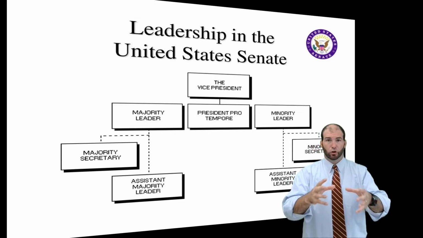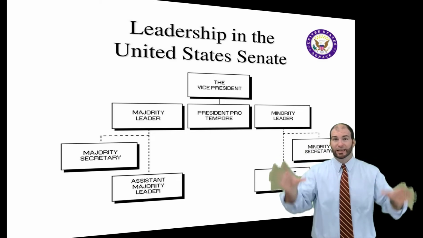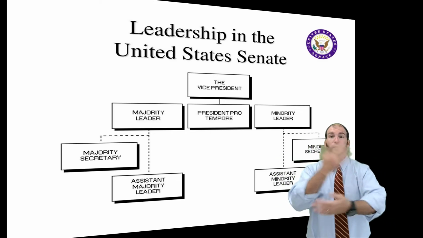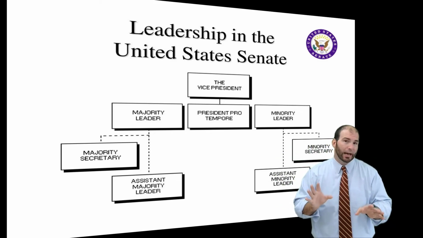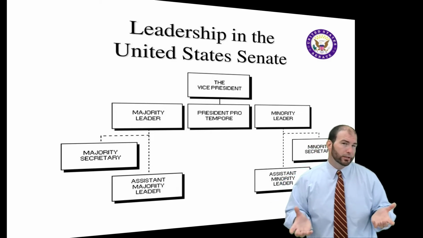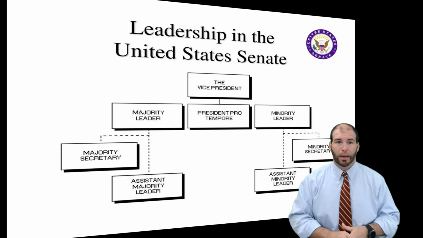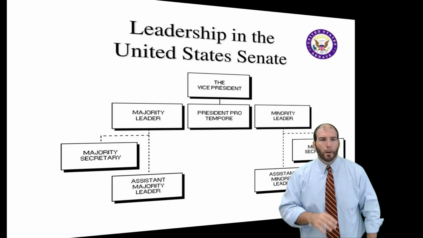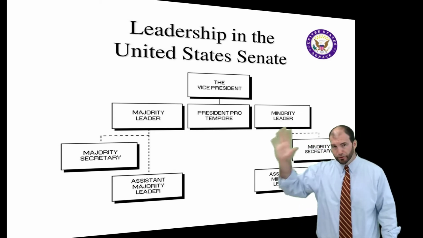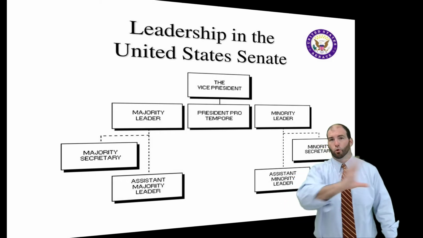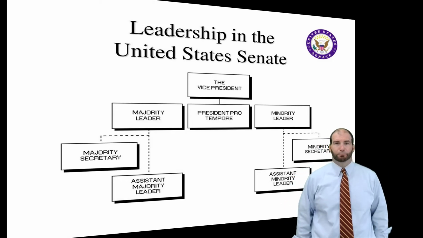The senators are expected to represent the state as an entirety, so they overlap, which is fine because usually they're both the same political party, but sometimes you'll have one Republican and one Democrat, and I'll show you a map here in a little bit. But the leadership in the Senate, number one, is the vice president.